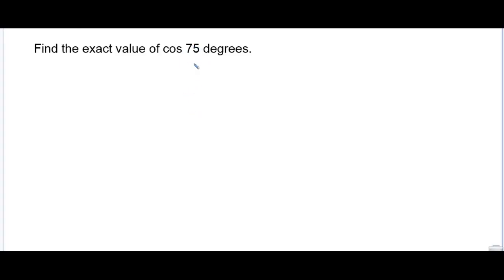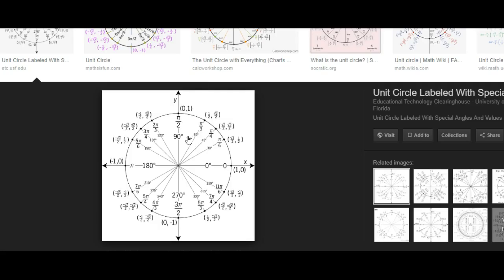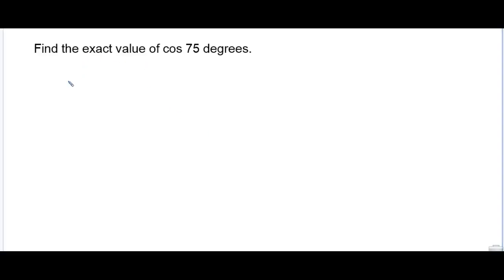So you want to say, what numbers can I add or subtract to get to 75? And what I'm specifically looking for are the degrees that are on the unit circle. So if I look and say, well, 30 plus 45, if I add those two together, that's 75. So I can rewrite this as cosine of 30 plus 45. And yes, of course, you can always switch them. It doesn't really matter.